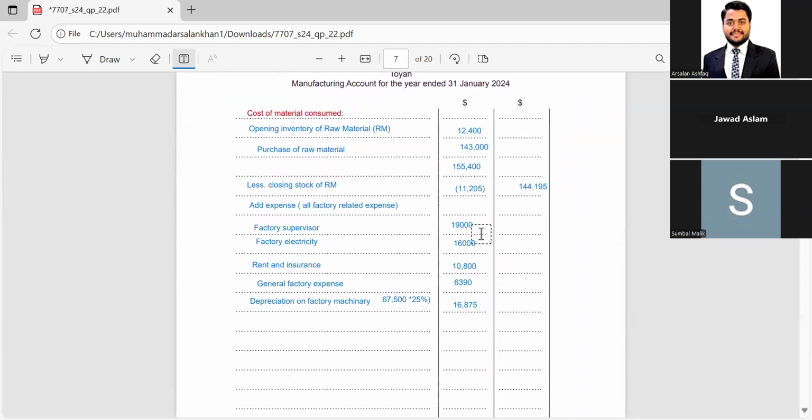Now I will add these five expenses one by one. 19,000 plus 16,000 plus 10,800 plus 6390 plus 16,875. So 69,065 is the total expense.